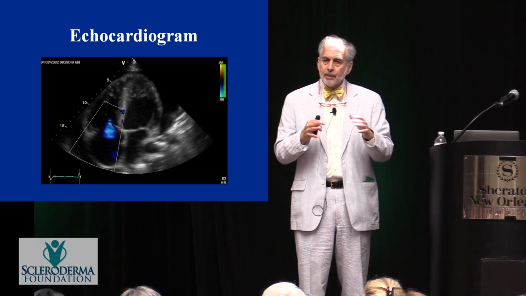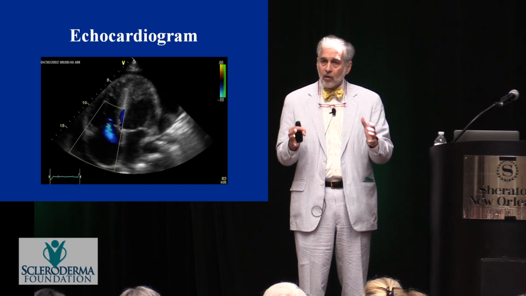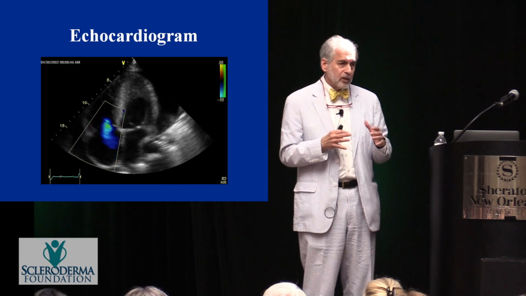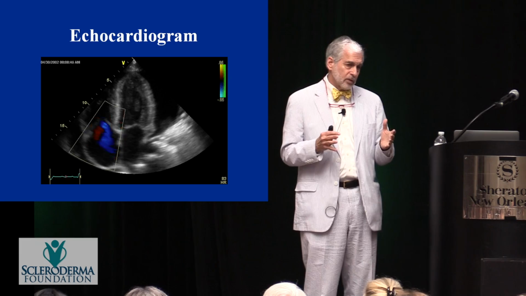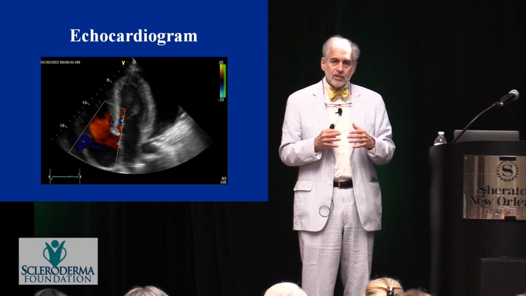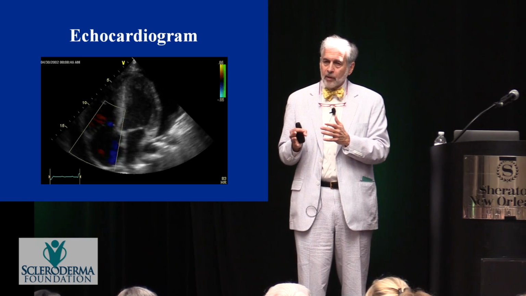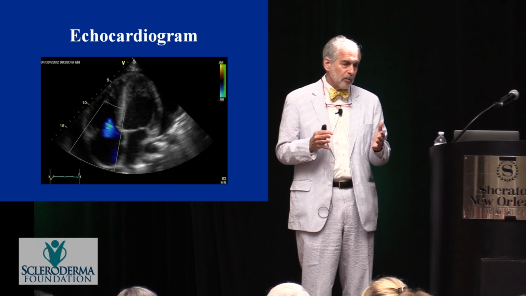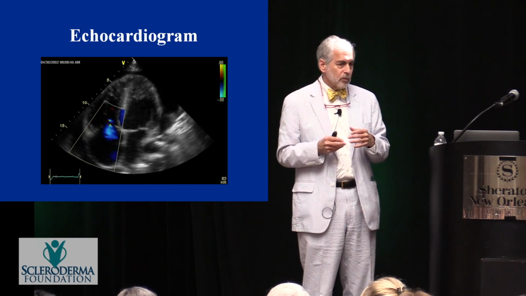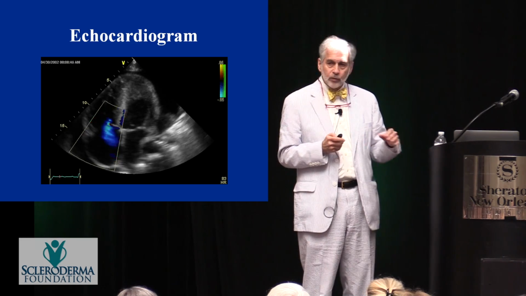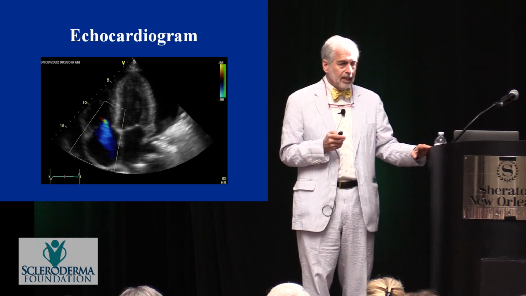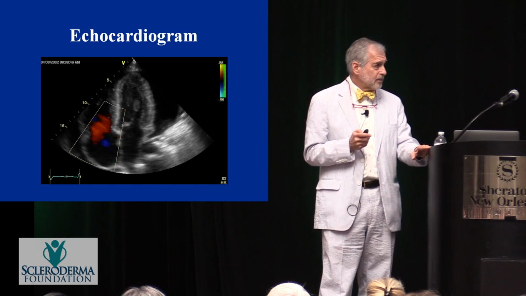Sometimes we'll see pericardial fluid around the heart, an increase in fluid around the heart that can contribute to chest pain or sometimes shortness of breath. And sometimes we'll pick up things unrelated to your scleroderma, a valve problem with the mitral valve or the aortic valve. So it's a very useful test because it's non-invasive and gives us a lot of information.